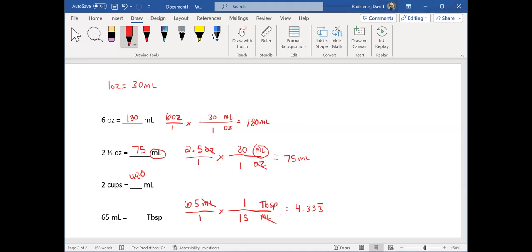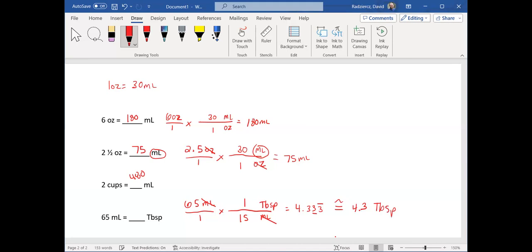So if I get a number that looks like that, 4.3 repeating, that is a good indication that you are to follow your rounding rules. If I'm following my rounding rules, we have a number that's greater than 1. So I'm going to round to the nearest 10th. I look at the 3, and I'm not going to round it up. I'm just going to leave it at 4.3 tablespoons.